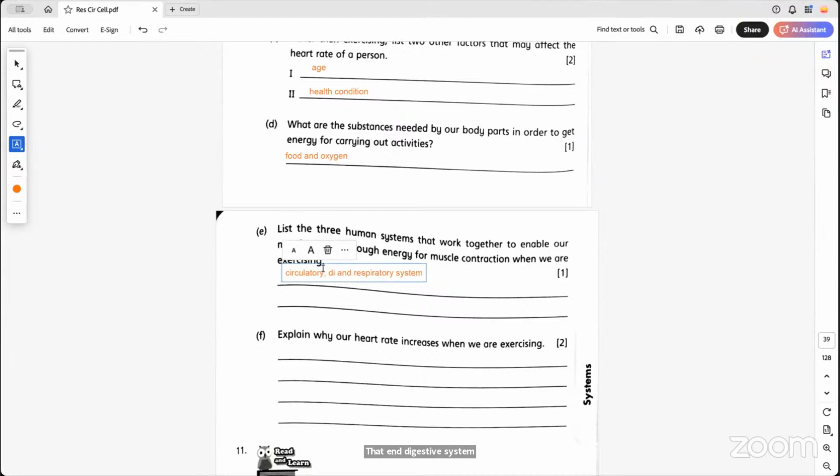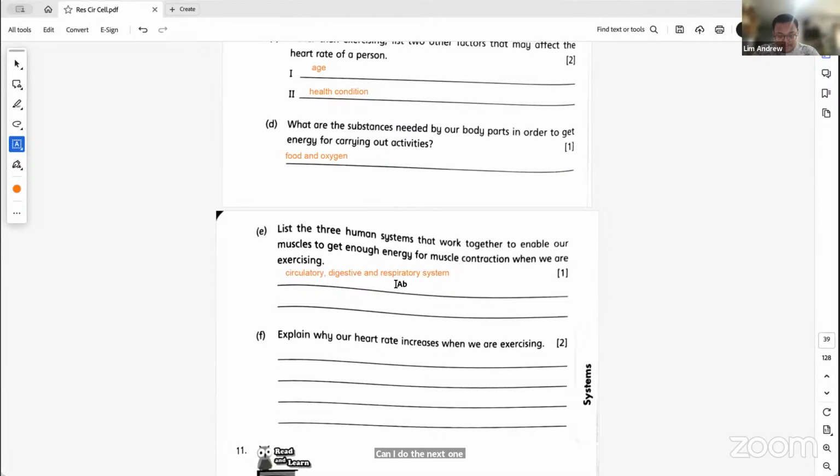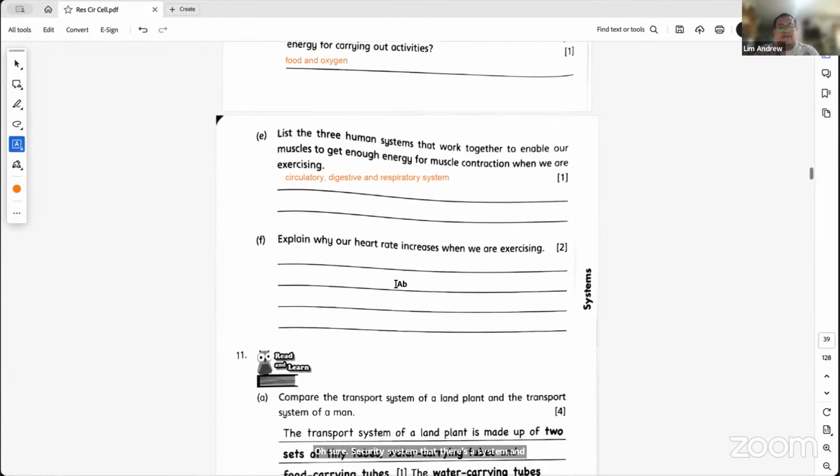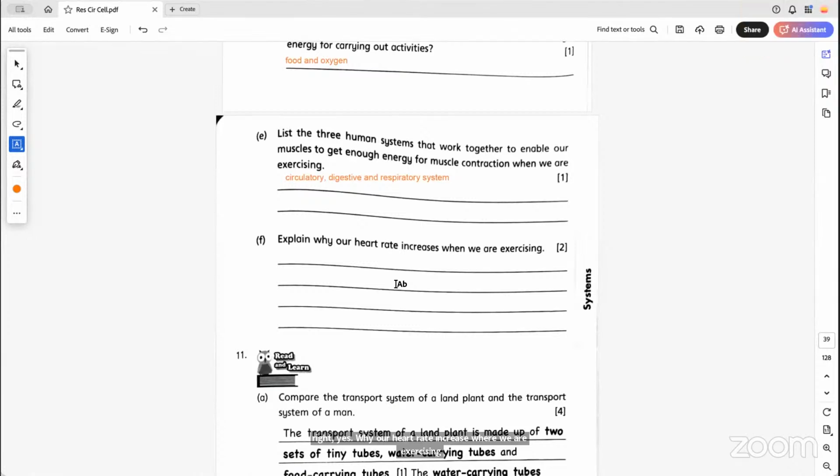Can I do the next one, teacher? Sorry? Can I do the next one? Oh, sure. Circulatory system, digestive system, and all right, yes. Why does our heart rate increase when we are exercising? Because we're too tired and it needs oxygen.